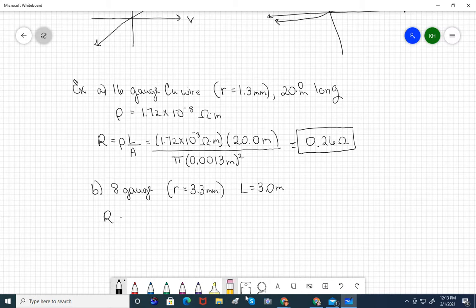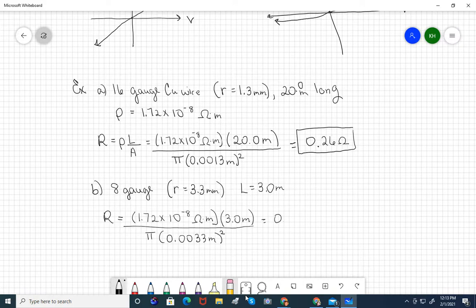Same kind of copper. So resistivity times the length. Notice meters times meters is meters squared, but when we divide it by the area, R is 0.0033, there we go, meters squared. This came out to have a resistance of 0.0060, so significantly less resistance.